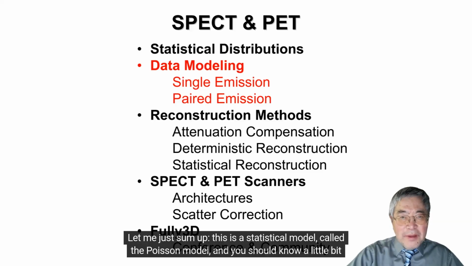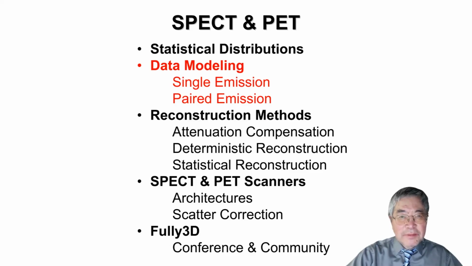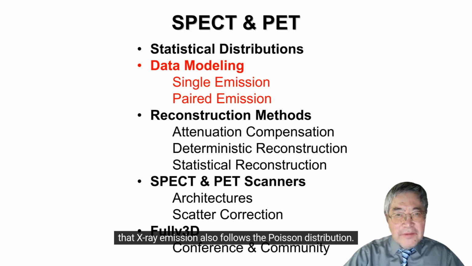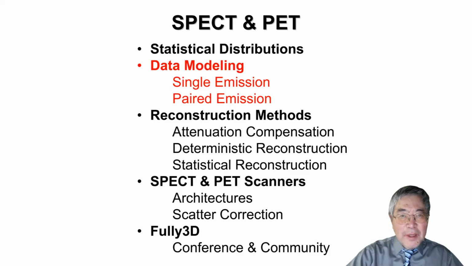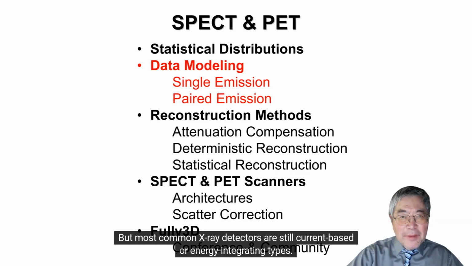Let me just sum up. This is a statistical model called the Poisson model, and you should know a little bit about it, because it also applies to X-ray emission. When you hit tungsten with an electron beam, you get a certain number of X-ray photons coming out, and that X-ray emission also follows the Poisson distribution. When you detect X-ray photons, sometimes you use photon counting detectors, which are the latest technology. But most common X-ray detectors are still current-based or energy-integrating types.